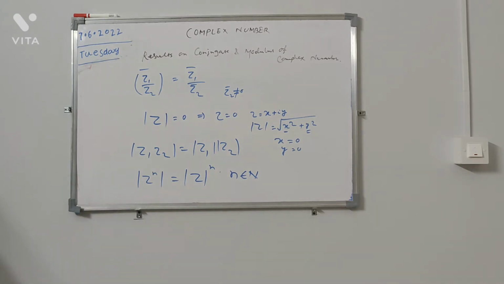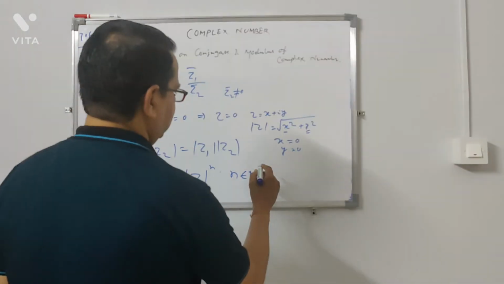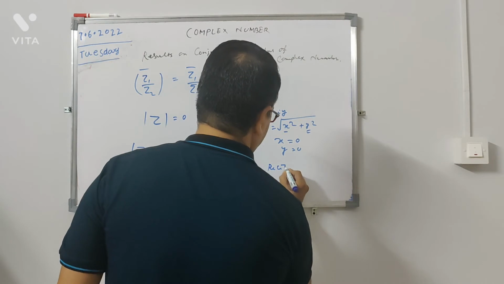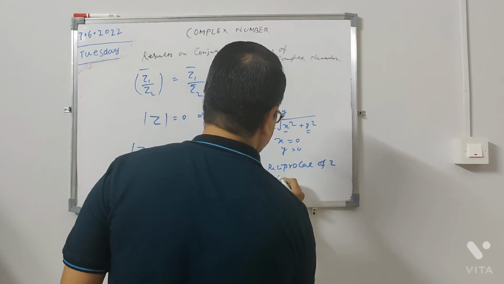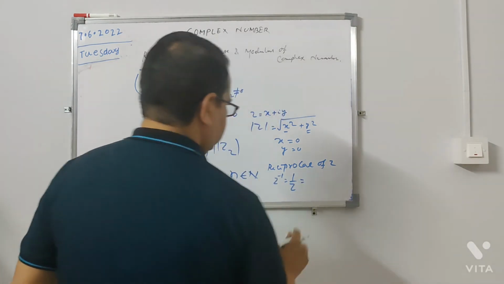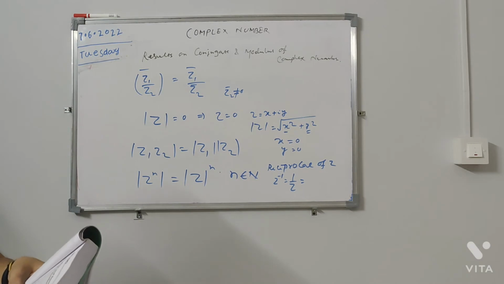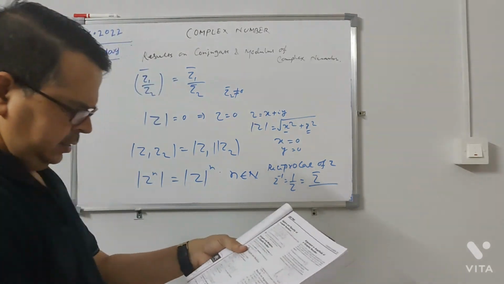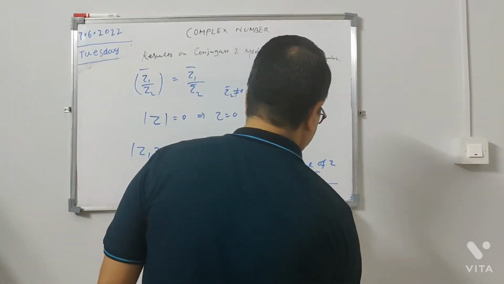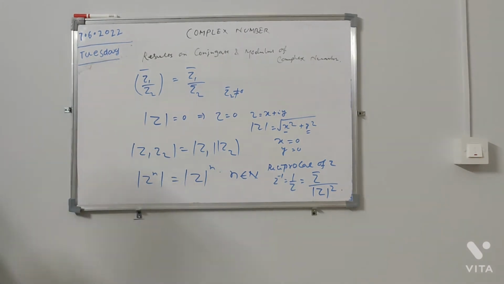One more thing is the reciprocal of z. A reciprocal of z is nothing but z to the power minus 1, which is 1 by z, which is z bar, the conjugate of z, divided by modulus of z whole square. So this is your reciprocal of z.